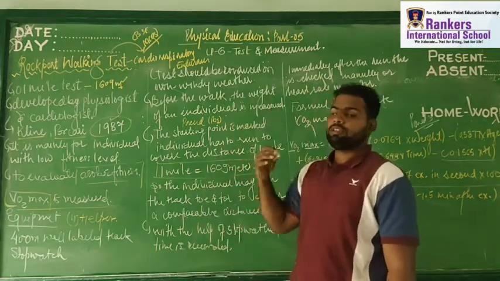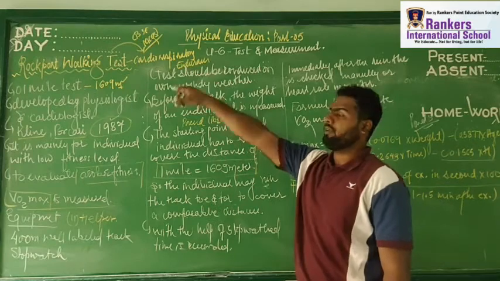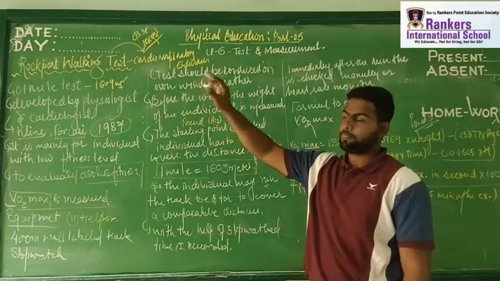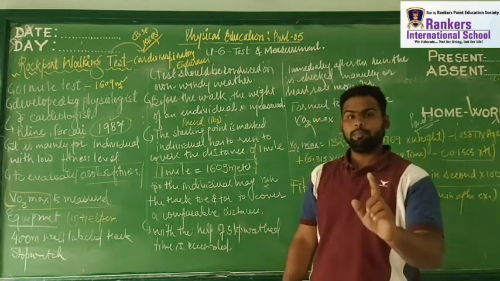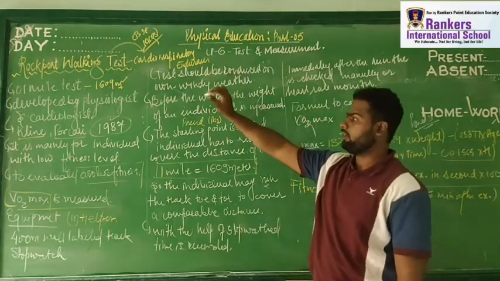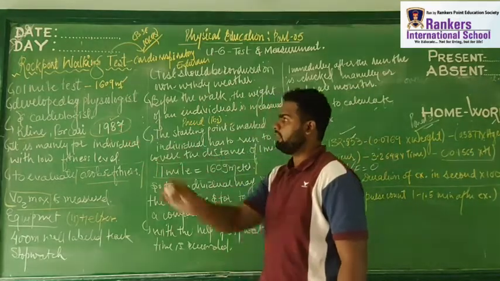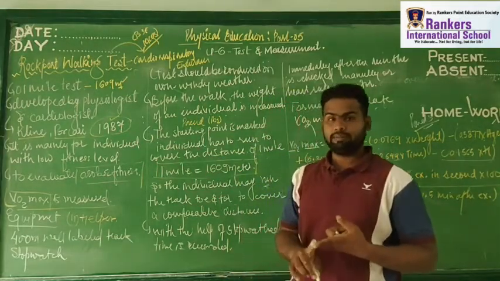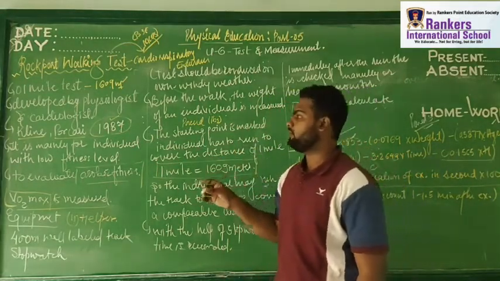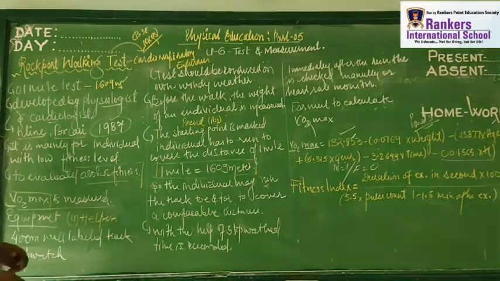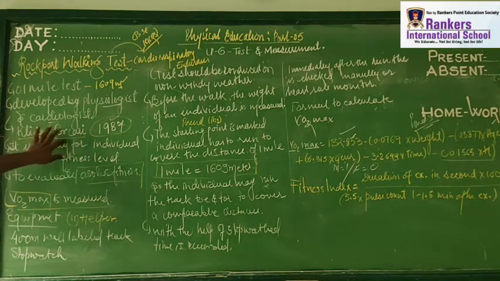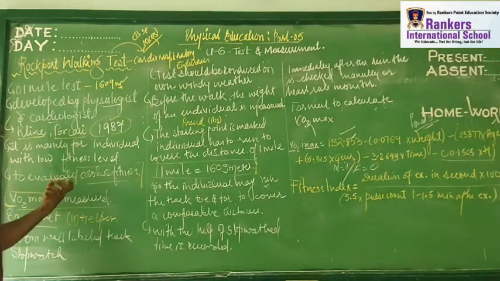Why are we talking about all these things? Just to know what endurance is and why we are going to measure cardiovascular endurance, or our Rockport walking test. Basically, this test came in 1987, and it is also called the one mile test. It was given by two people, a physiologist and a cardiologist, Kline and Rockport. It refers to general steps to measure the fitness level of people.